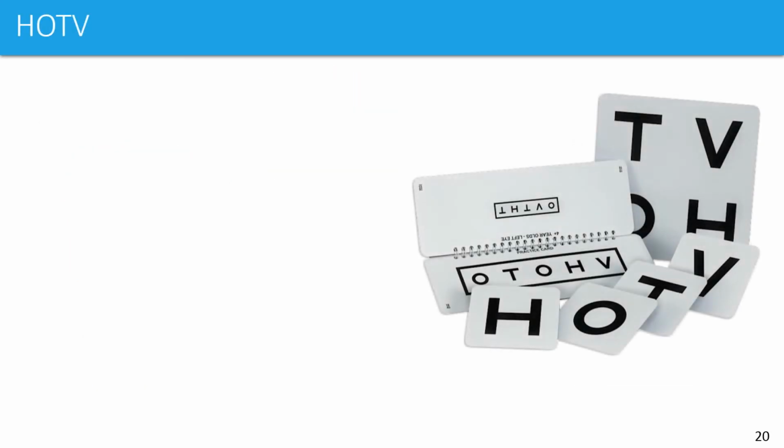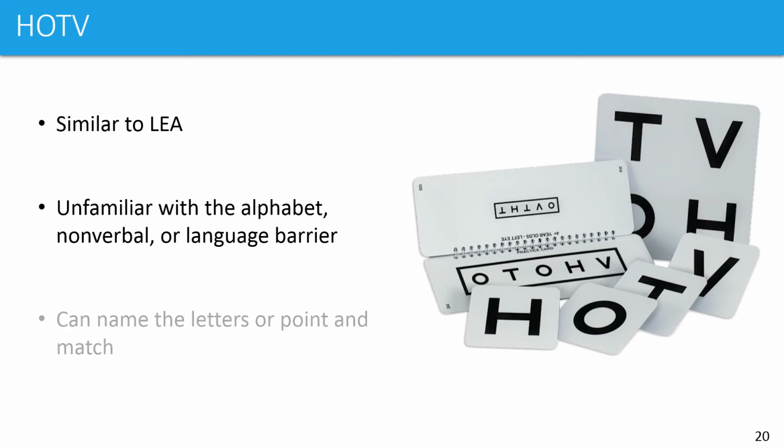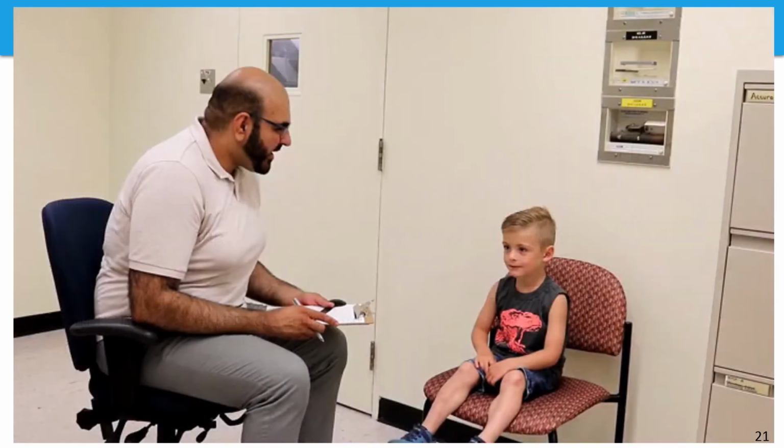An alternate test type is the HOTV, which is similar to Leah symbols. The steps for using the HOTV are identical to testing with Leah symbols. Here is an example of vision screening a child who is unfamiliar with their letters.